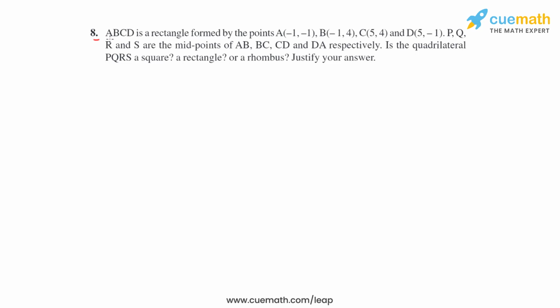Eighth question. ABCD is a rectangle formed by the points A(-1, -1), B(-1, 4), C(5, 4) and D(5, -1). P, Q, R and S are the midpoints of AB, BC, CD and DA respectively. Is the quadrilateral PQRS a square, a rectangle or a rhombus?